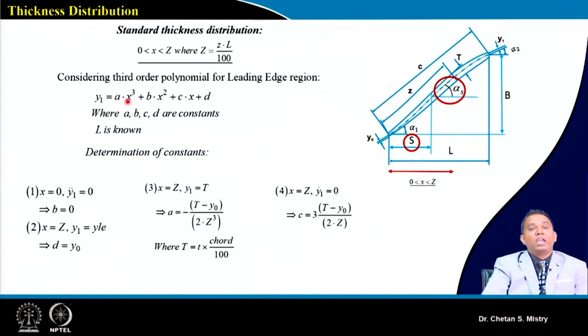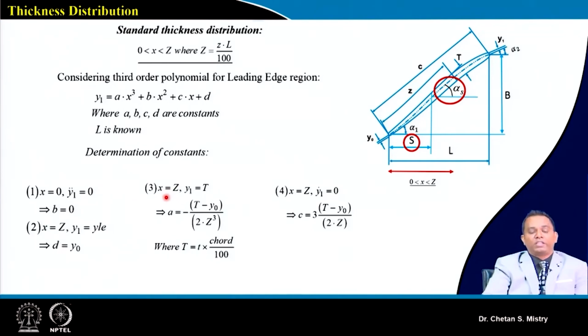That is A x cube plus b x square plus c x plus d, where A, B, C, D are all constants. And as we know, in order to solve these equations and get these constants, we need to put different boundary conditions. So these boundary conditions are, at x equal to 0, we will be putting the second derivative of this equation to be 0, and that will give constant b. At x equal to z and y1, where we put our leading edge, we will have d equal to y0.